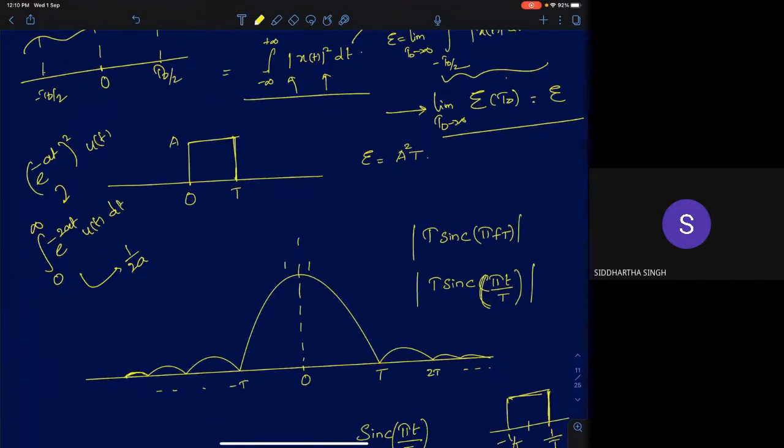Now I'll just take you through some very standard pulse signals which we will encounter in most wireless or RF systems. One is the quintessential pulse signal.